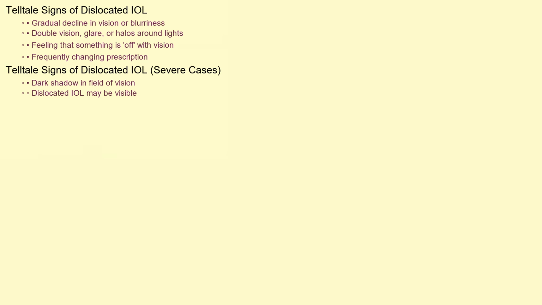What are the telltale signs? The primary symptom is usually a gradual decline in vision or a noticeable blurriness. Some patients experience double vision, glare, or halos around lights. You might also notice a feeling that something is off with your vision, or that your prescription is constantly changing. In severe cases, the dislocated IOL can even be visible as a dark shadow in your field of vision.